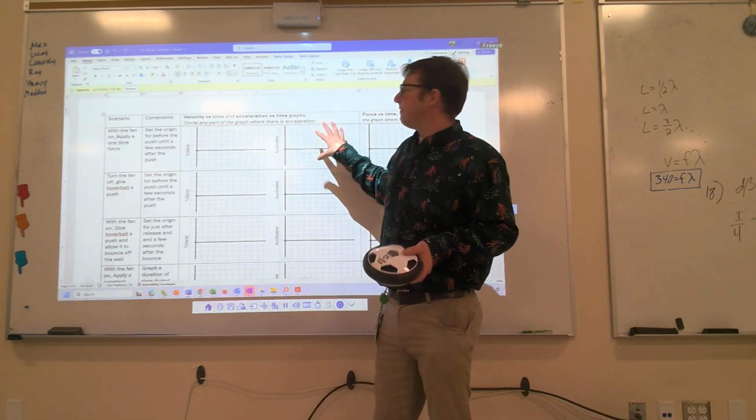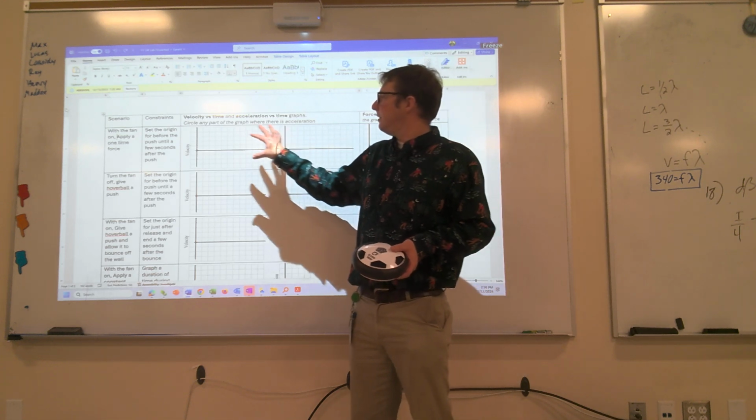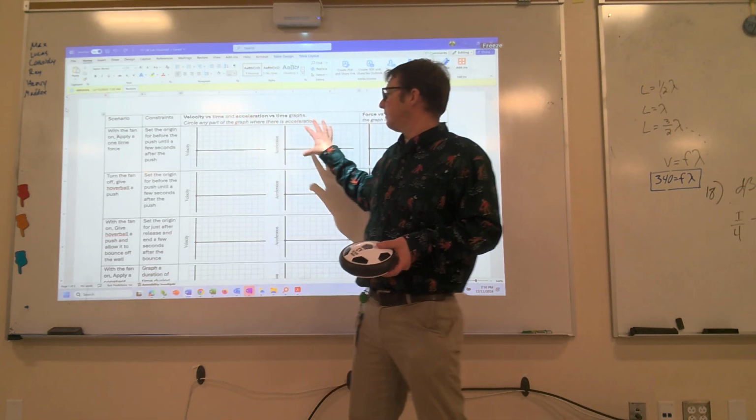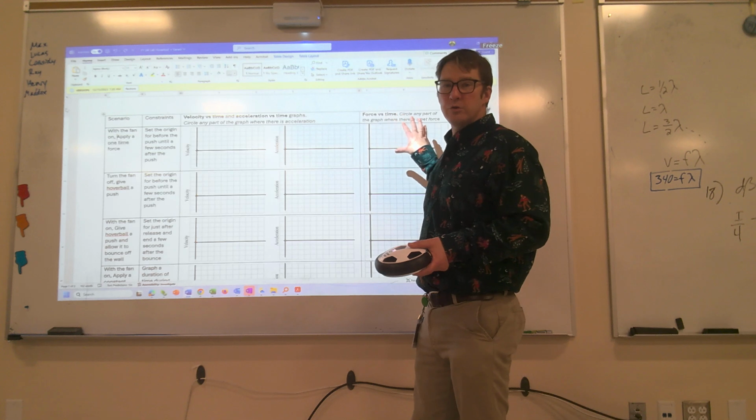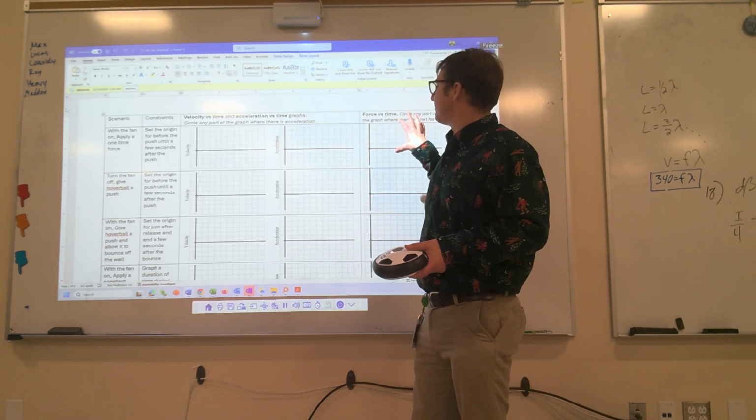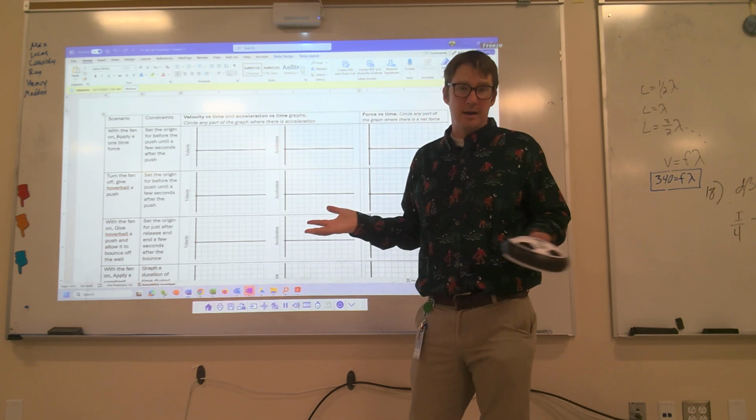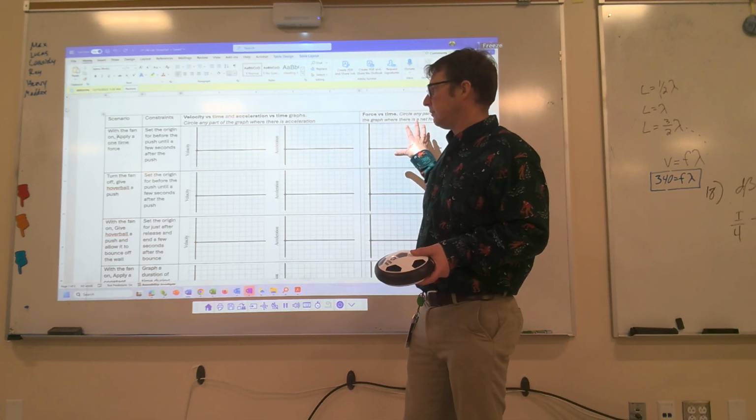Turn that velocity graph into an acceleration graph. How did the push and the change in velocity turn into acceleration? And then the new graph is force, a net force graph. Show me in this scenario where the force was.